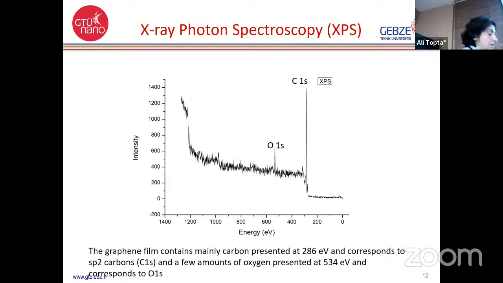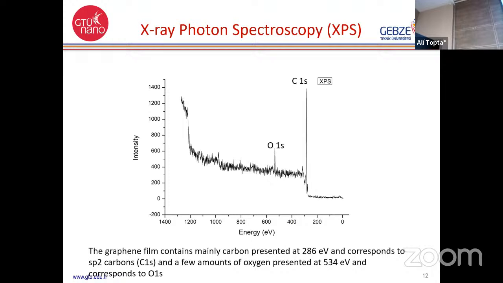When we look at the XPS results, X-ray photoelectron spectroscopy, we, of course, first performed a survey spectrum to see what we have on the surface. Because if you remember, we do have nitrogen content in the polymer. But after the conversion, we lost that nitrogen. There's no nitrogen.